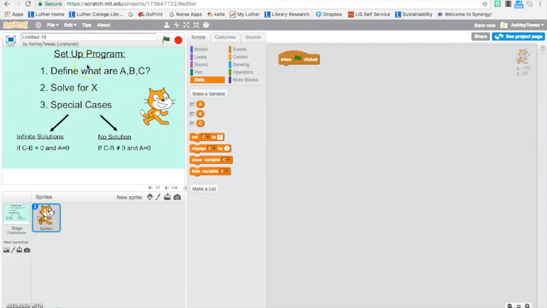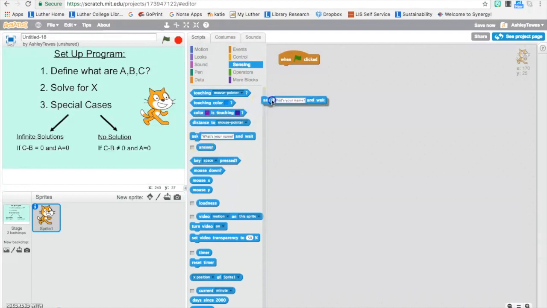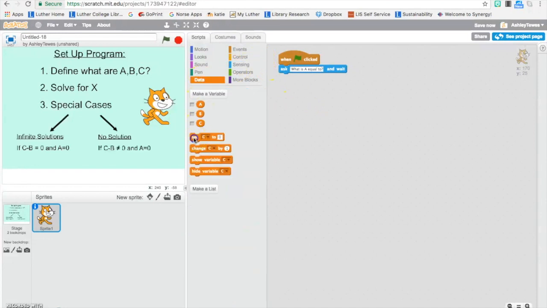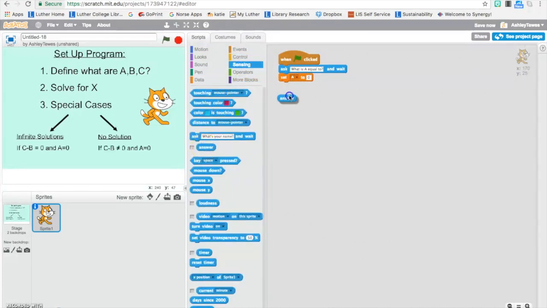Then our second step was we needed to ask input from our user for what they wanted A, B, and C to be equal to. So we know we'll find that in sensing, and we'll ask something, for example, what is A equal to? Then once they respond with something, we're going to want to set that variable to the answer they give us. So again, we're going to want to do this for all 3 of our variables. That'll kind of be our step 1.